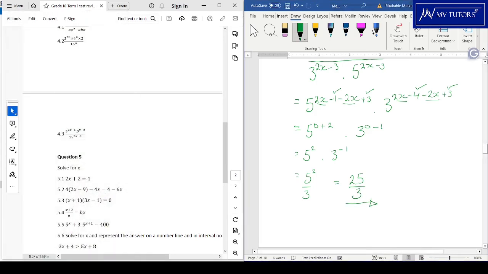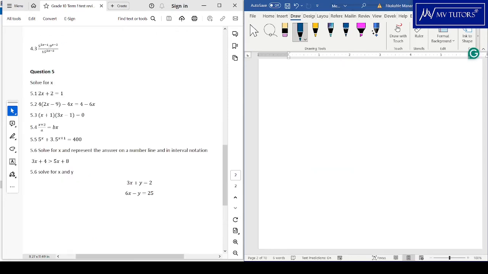Let's see, are we done with question 4? We are done. Yes, indeed. That was the last one. We're ready for question 5 now. Okay, let's do question 5. It says solve for x, starting with 5.1, and we've got 2x plus 2 is equal to 1. Well, when solving for x, I'll always put the variables on one side and then numbers on the other. So I've got 2x is equal to 1.